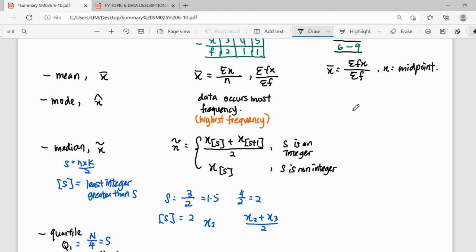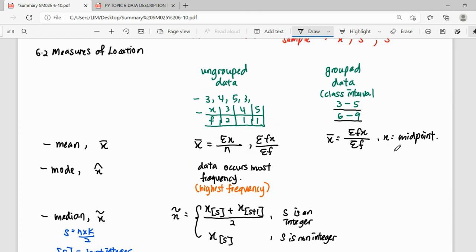For grouped data, just now you can see when we were doing mean, they were using sum of fx over sum of f. x represents your midpoint. So you just think logically, because when we have a class interval, we cannot see what your data is. Bila kita ada data 3 ke 5, what's your actual data? We don't know. So to represent the data 3 to 5, we take the midpoint. To represent the data for this group 6 to 9, we take their midpoint. So their mean will be like this.